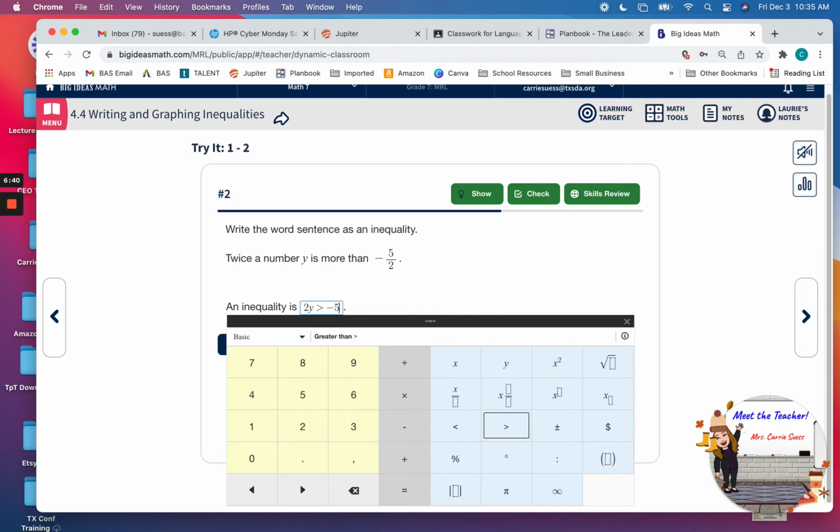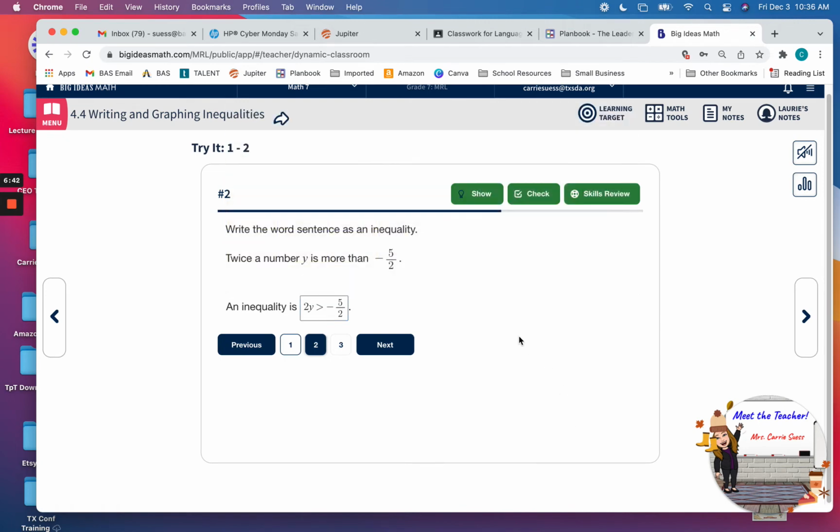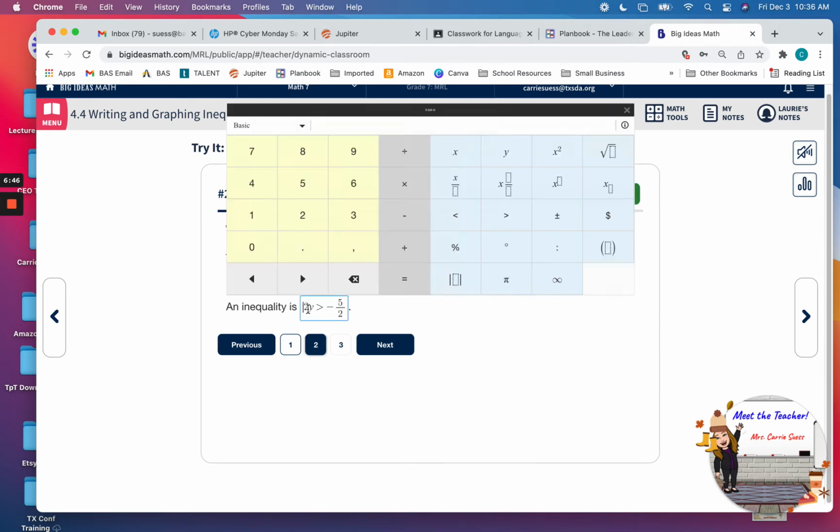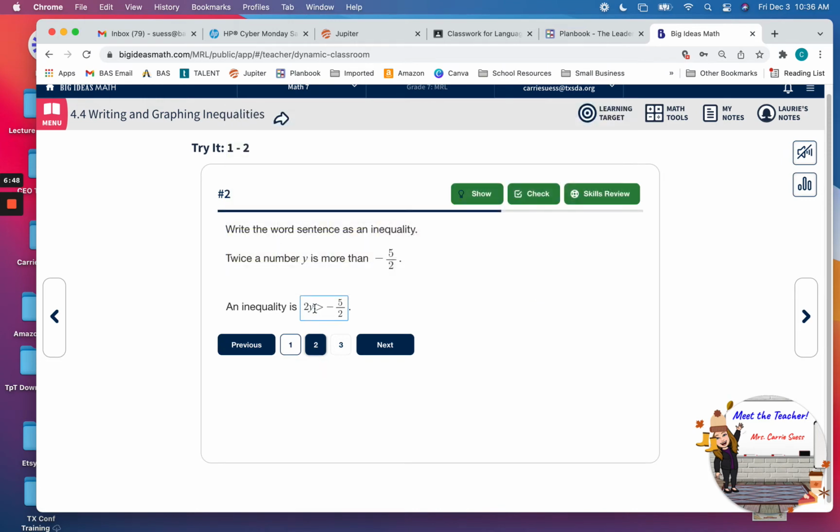Whoops, that's not the right symbol. This one. Like that. Twice a number, 2 times the number, and that is more than the negative 5 halves. Good.